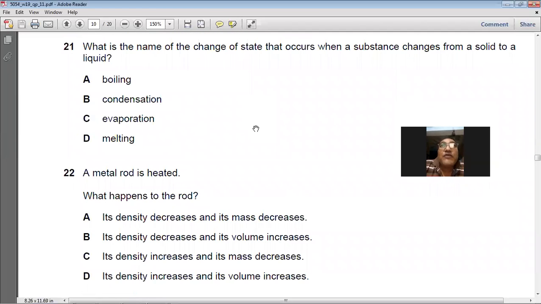What is the name of the change of state that occurs when a substance changes from a solid to a liquid? When a substance changes from a solid to a liquid, it's called melting. Very easy question. It's called melting. 21, D is the right option, sir.